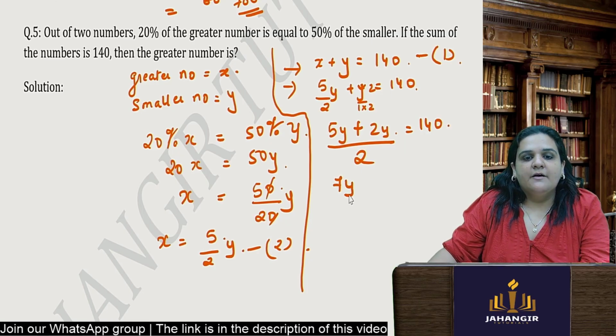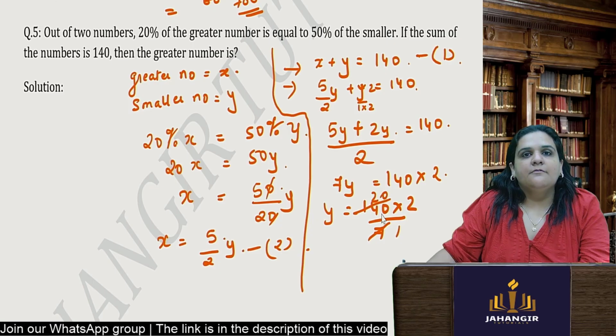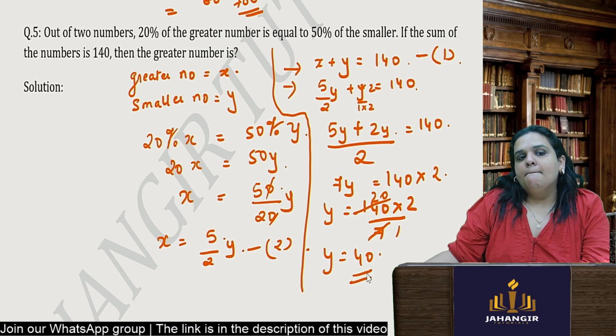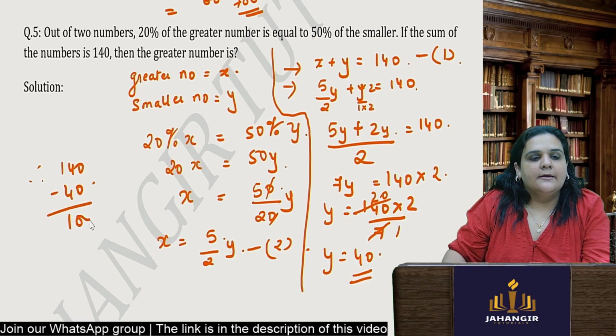So 7y will equal 140 into 2. So y can be written as 140 into 2 divided by 7. 7 ones are 7, 20s are 140. So y is equal to 40. Smaller number is 40. Therefore, greater number will be 140 minus 40. That is going to be 100.